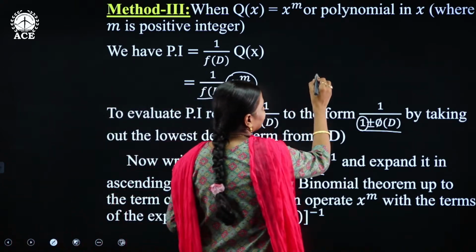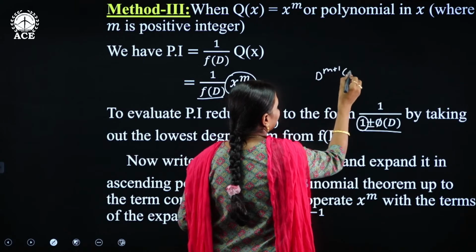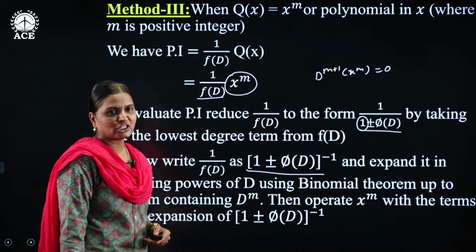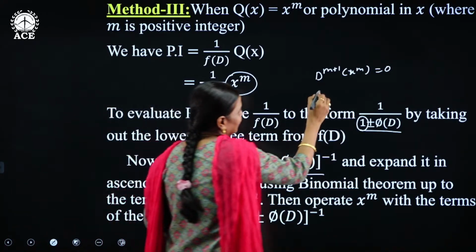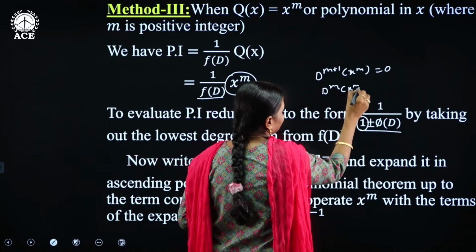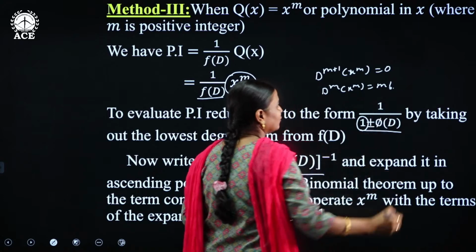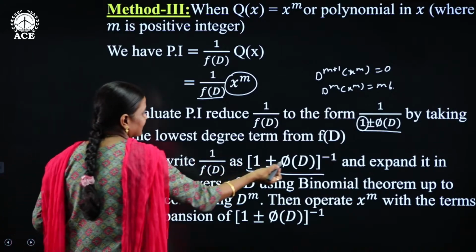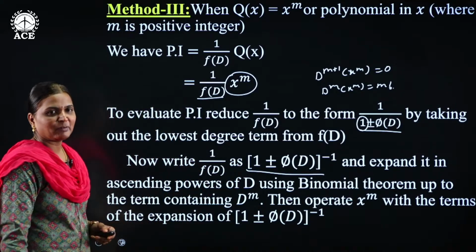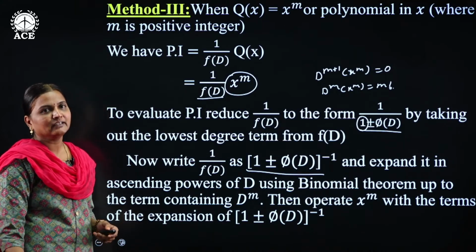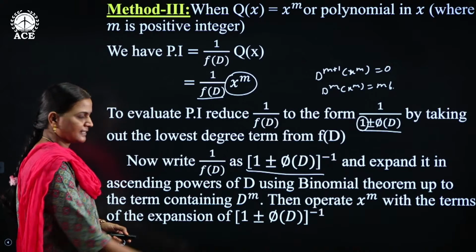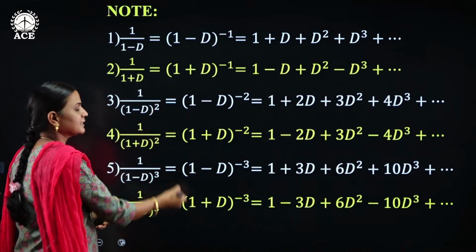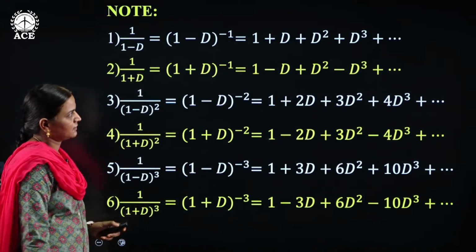Because if we take the other terms, D power m plus 1 into x power m is equal to 0. M plus 1 times differentiation of x power m is 0, because m times differentiation of x power m gives m factorial. M factorial is a constant, and if we differentiate that constant again, we get 0. So that's why we expand 1 plus or minus phi of D, whole inverse, in ascending powers of D up to the term containing D power m. This is the procedure, and these are some useful binomial expansions.